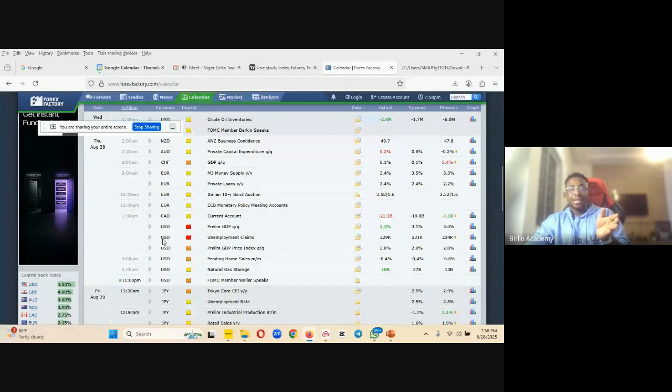Then these are the currencies, okay? I said that the yellow folder is less impact, the deep brown is known as medium impact, and the red is known as high impact. So you should look out for the high impact news, okay?